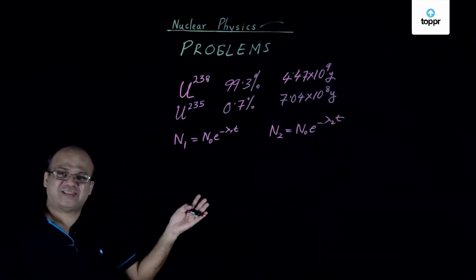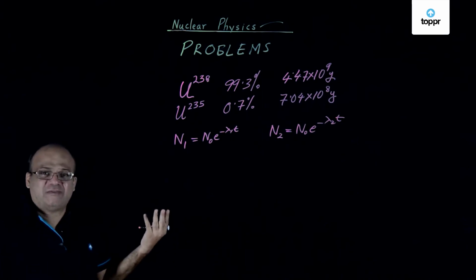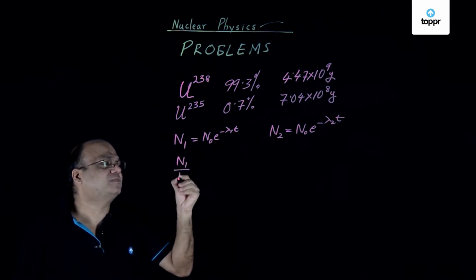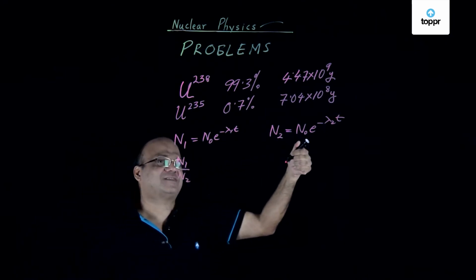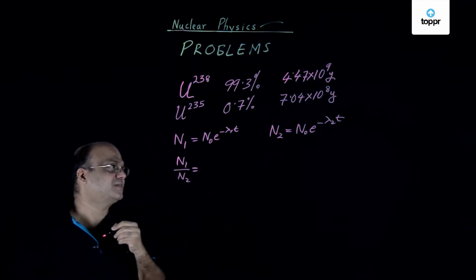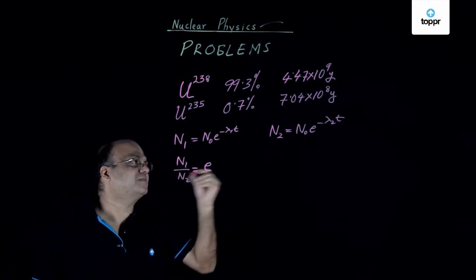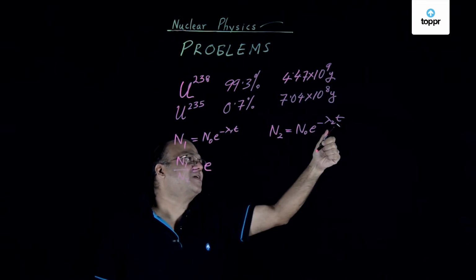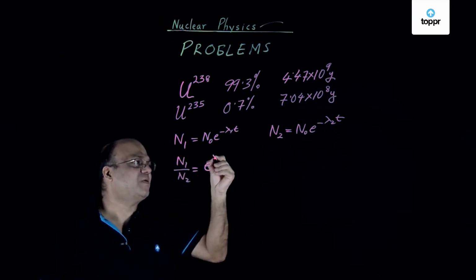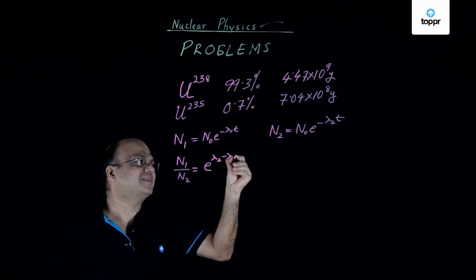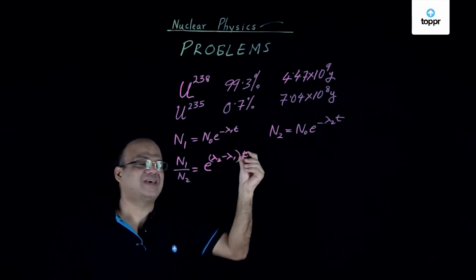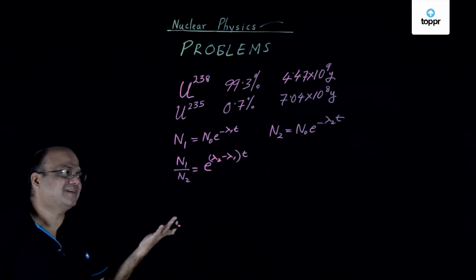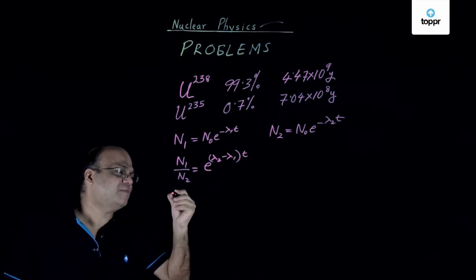Whenever these kind of equations are there, some constants which we want to get rid of, we can just divide one equation by the other. So we can find n1 by n2. This n0 cancels. So what we are left with? e to the power minus lambda 1 t by e to the power minus lambda 2 t. So we'll get e to the power lambda 2 minus lambda 1 t. Right? Whenever e to the power something is there, we can take ln of that and then it becomes a simple calculation. So taking ln of both sides.